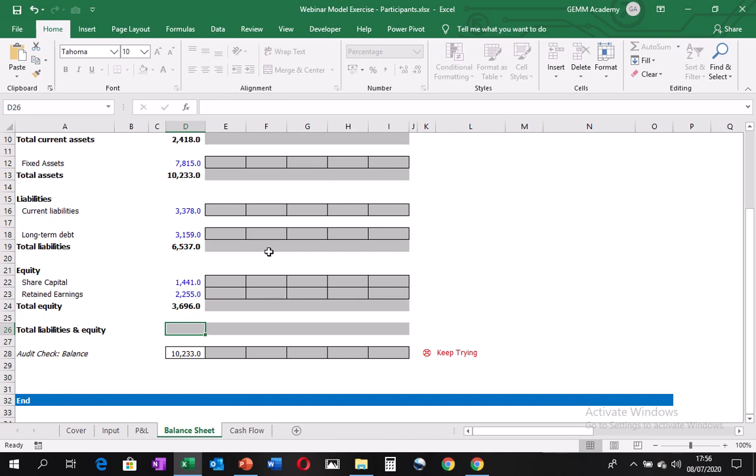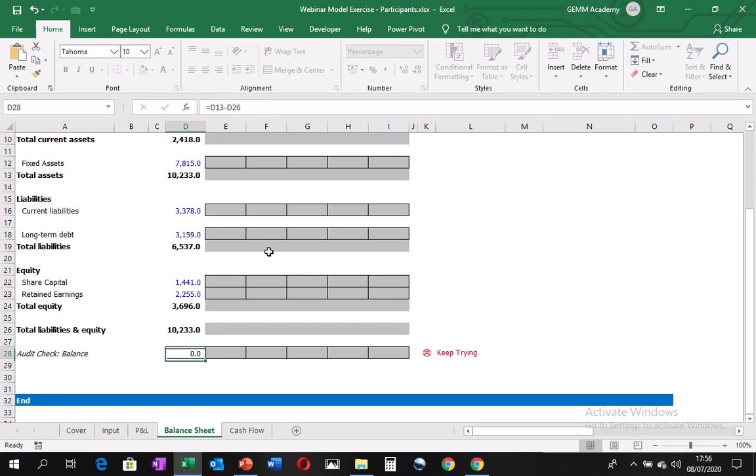Now we need to also have our total liabilities and equity. So total liabilities and equity, I'll start with total liabilities of 6537 and my total equity of 3696. So that gives me 10233.